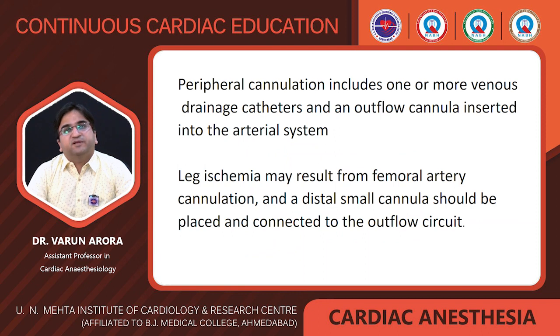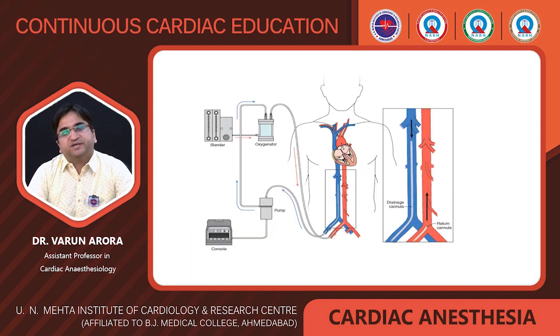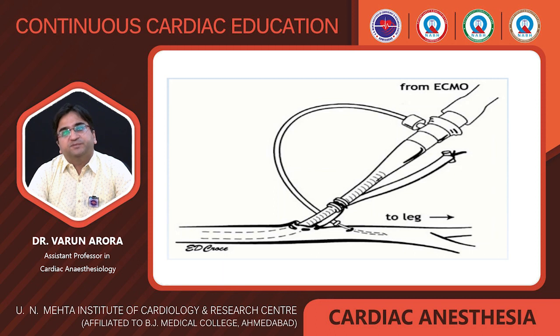Now coming to the peripheral cannulation, this includes one or more venous drainage catheters and an outflow cannula inserted into the arterial system. Leg ischemia can result from femoral artery cannulation. Therefore, a distal small cannula should be placed and connected to the outflow circuit. This is an example of peripheral cannulation. You can see the drainage cannula into the peripheral vein, and this is the return cannula into the peripheral femoral artery.